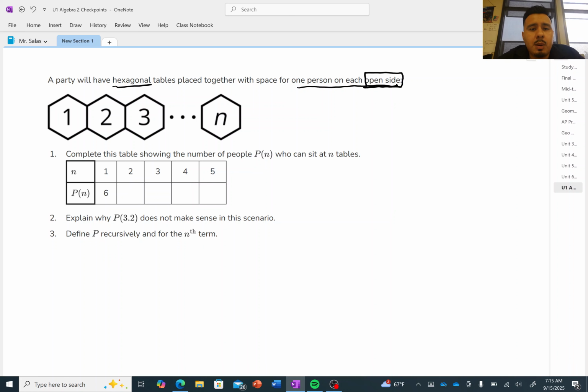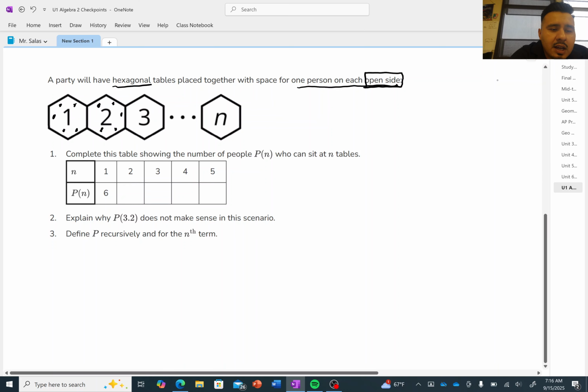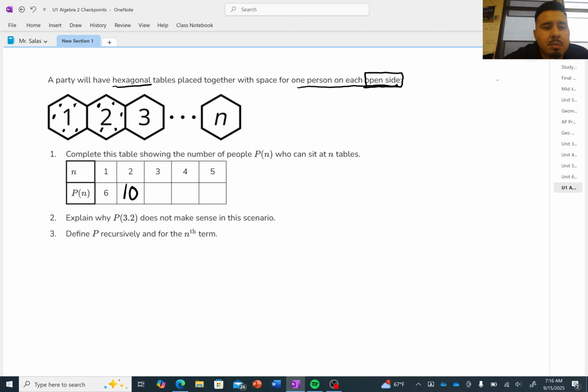Complete the table showing the number of people, P of n, who can sit at n tables. So let's complete the table. Again, the key word is open side. If I have just one table, I can see that I have 1, 2, 3, 4, 5, 6 people sitting at that table. So for one table I can fit 6 people. Now let's see how many people fit at 2 tables. 1, 2, 3, 4, 5, 6, 7, 8, 9, 10. So for 2 tables, I can fit 10 people.